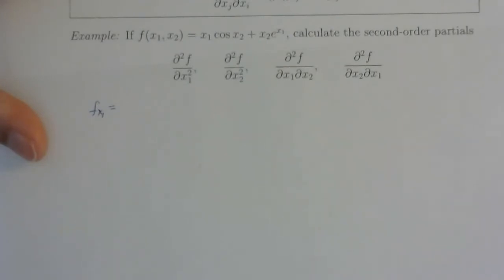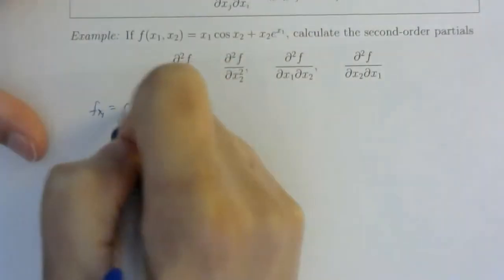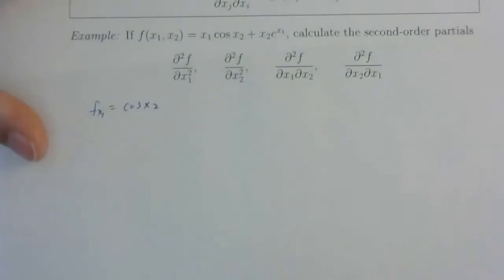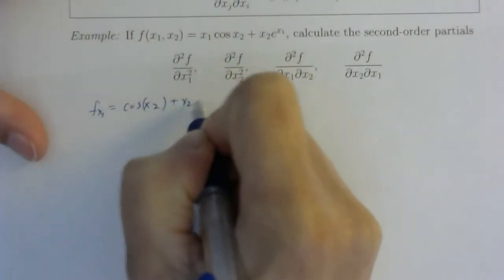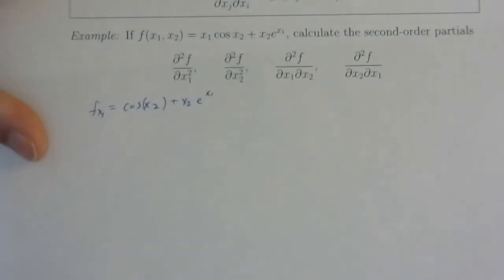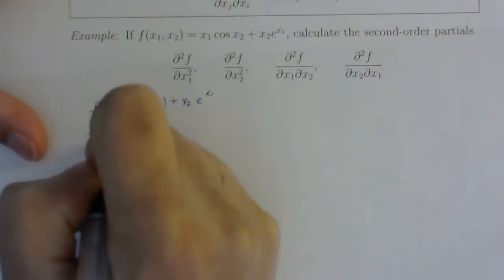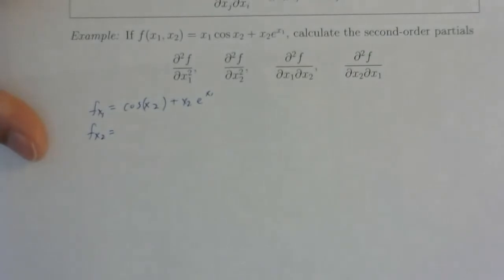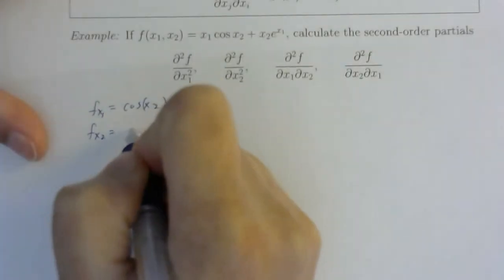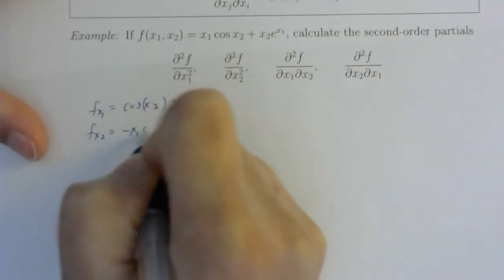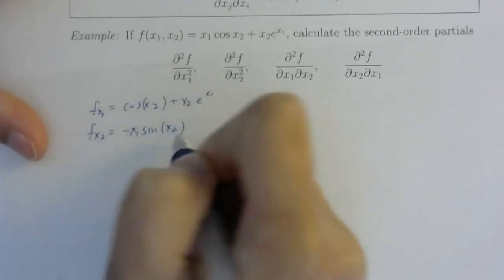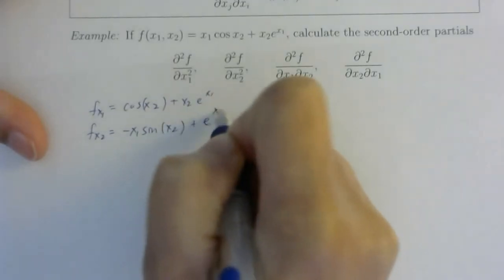So the derivative with respect to x1 is just cosine x2 plus x2 e to the x1. That doesn't change. And the partial with respect to x2, cosine becomes a minus sign, so minus x1 sine of x2 plus e to the x1.